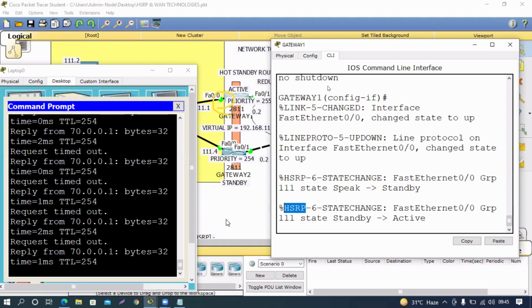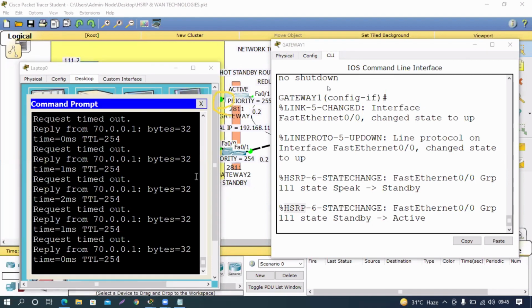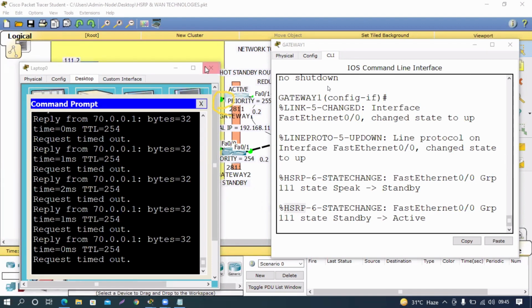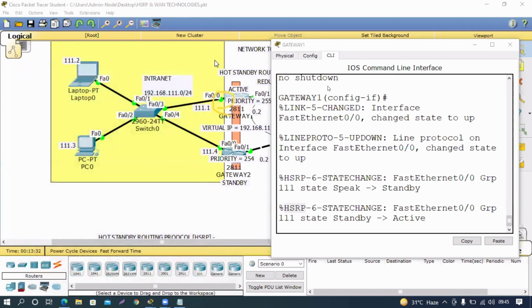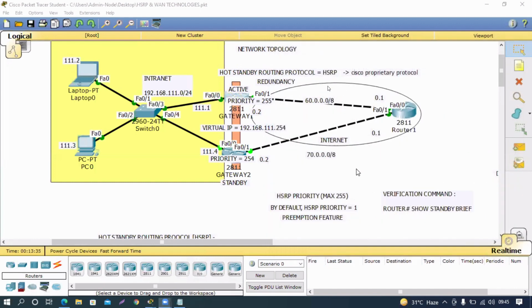Everyone got it? Yes, sir. Okay, so this is exactly the redundancy, everyone. If one gateway is going down, then by another gateway we can still communicate to the internet. And it is always defined by priority: which router will be your active router, and which router will be your standby router. That is your priority, which is defining it.